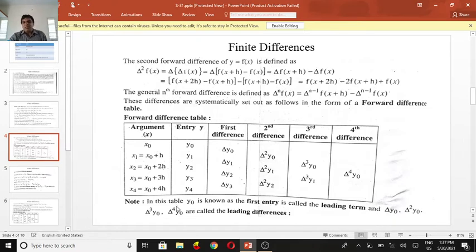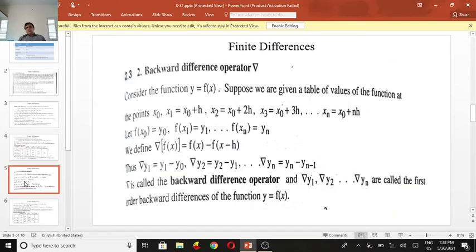In this table, y naught is known as the first entry, called the leading term. And delta y naught, del square y naught, del cube y naught, del 4 y naught, etc. are called leading differences. This is a diagonal form. Simply say, these first differences are called leading differences.